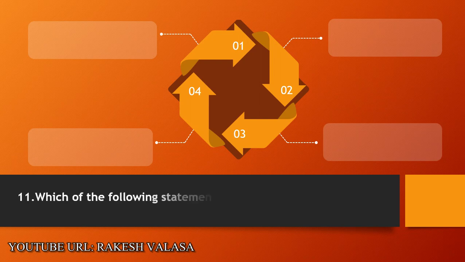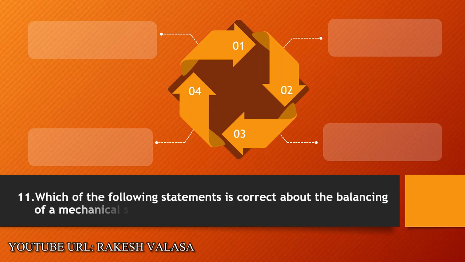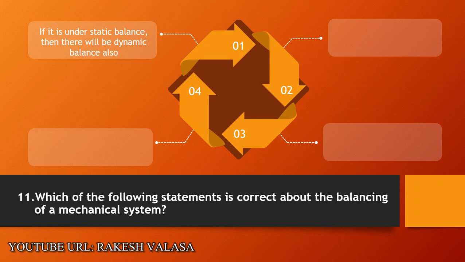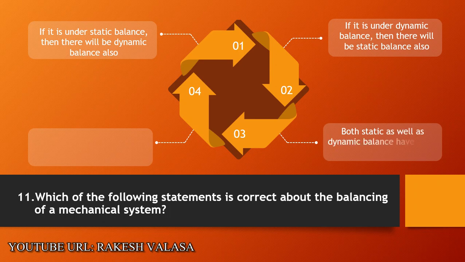Question number 11. Which of the following statements is correct about the balancing of a mechanical system? Option 1. If it is under static balance, then there will be dynamic balance also. Option 2. If it is under dynamic balance, then there will be static balance also. Option 3. Both static as well as dynamic balance have to be achieved separately. Option 4. None of the mentioned.